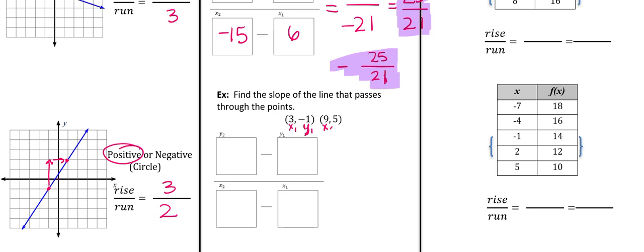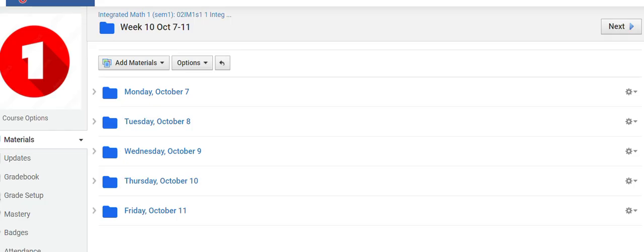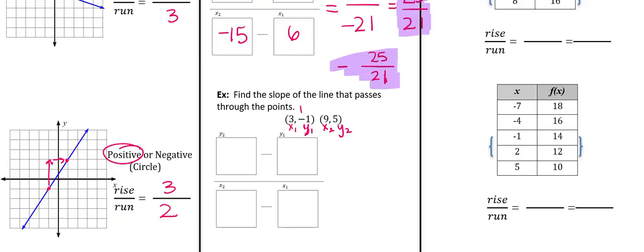All right, so first thing I'm going to do is label them. Again, this is my first coordinate. This is my first coordinate. This is my second coordinate. I label as x sub 1, y sub 1, x sub 2, y sub 2. So y sub 2, I'm starting with 5.